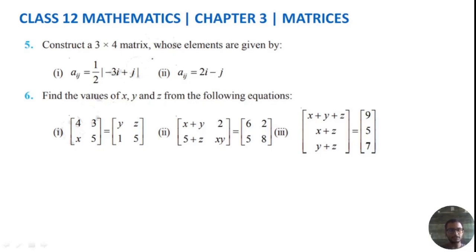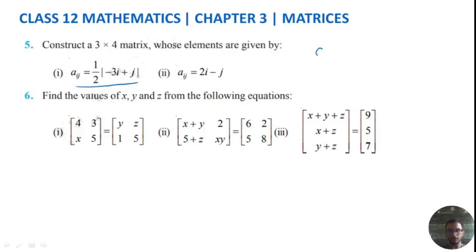Construct a 3 cross 4 matrix whose elements are given by Aij equals 1 by 2 into modulus of minus 3i plus j. Okay, so this type of question we did in the previous video. Hope you had watched it, but even if you haven't watched it, I will tell it again how to do this type of question. Okay, so what is given? We have to find a 3 cross 4 matrix whose terms are given as this.